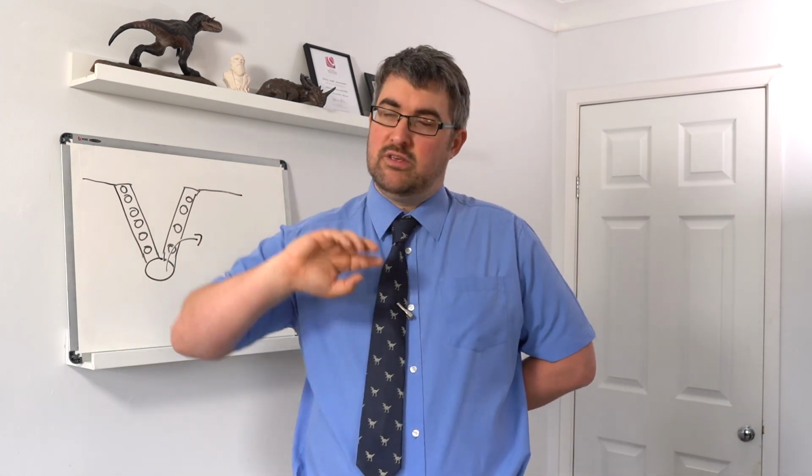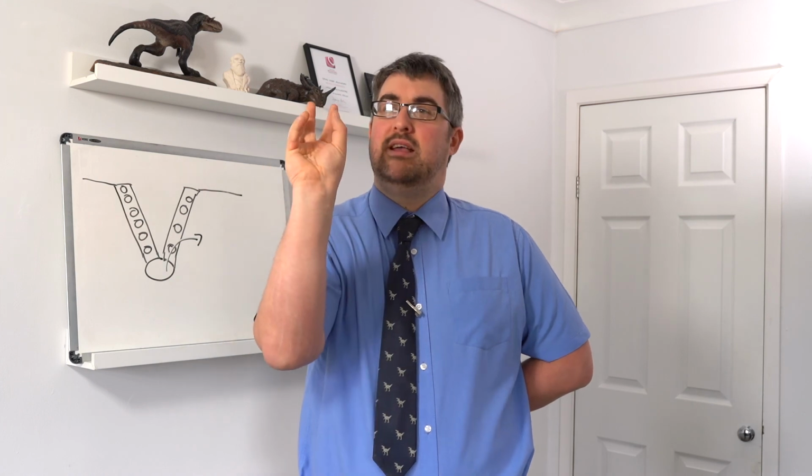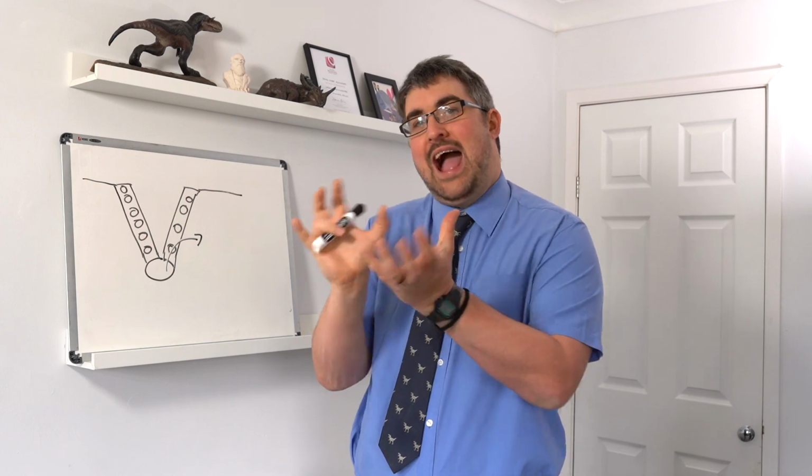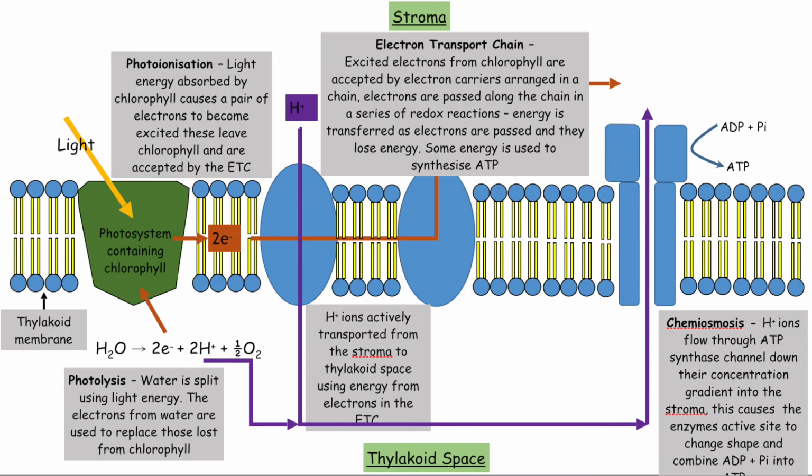Here the protons are causing that ATP synthase headpiece to start to rotate, and that will cause its active site to change shape, and what that will do is phosphorylate ADP and phosphate into ATP. So here is where we're transferring a lot of that energy into those high energy chemical bonds in ATP.